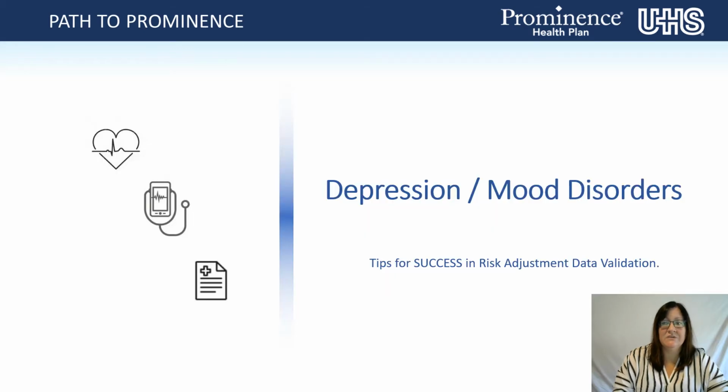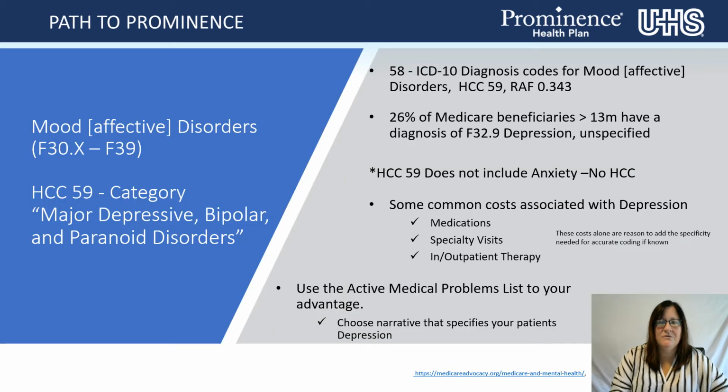Specific to depression and mood disorders, some tips for success in risk adjustment data validation. Mood affective disorders, ICD-10 diagnosis codes F30.X through F39. HCC category 59 is called major depressive, bipolar, and paranoid disorders. There are 58 ICD-10 diagnosis codes that map to mood affective disorders, which is HCC 59, with a risk weight of 0.343. 26% of all Medicare beneficiaries, greater than 13 million, have a diagnosis of F32.9, depression unspecified.